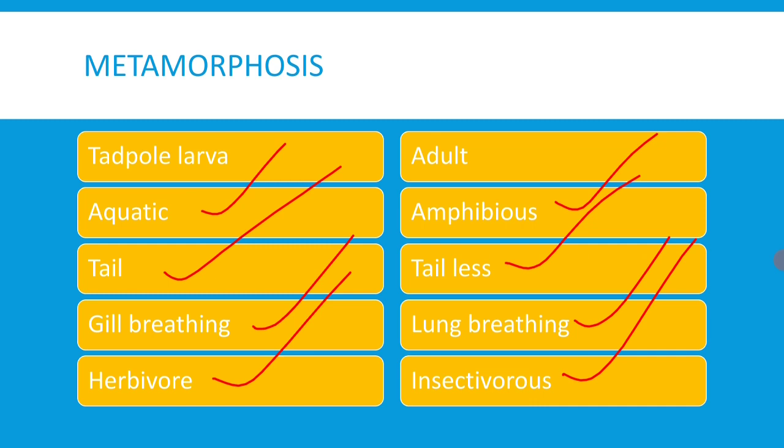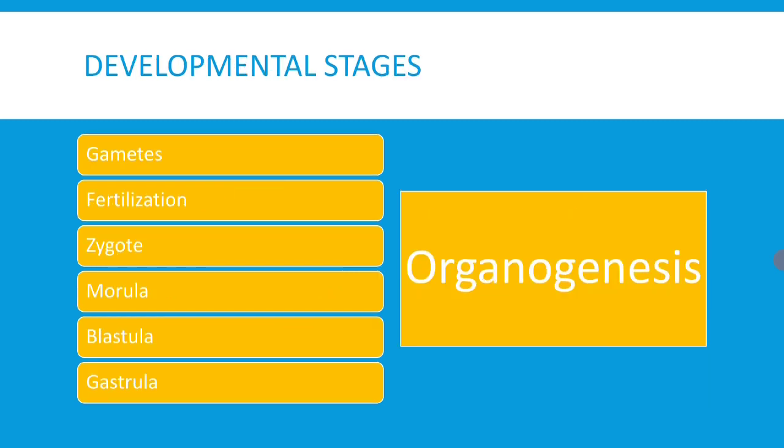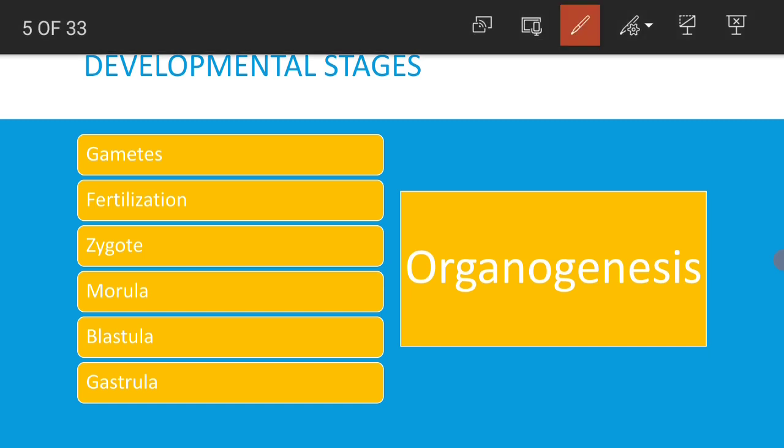Just you can imagine what is the magnitude of this metamorphosis, how many adjustments might have taken place inside the embryo to transform this larva into the adult frog. And here there are many developmental stages that are seen in the frog life history, namely gametes. Male gametes and female gametes are released into the water because we know that amphibians go back to water for the purpose of reproduction and for the purpose of fertilization.